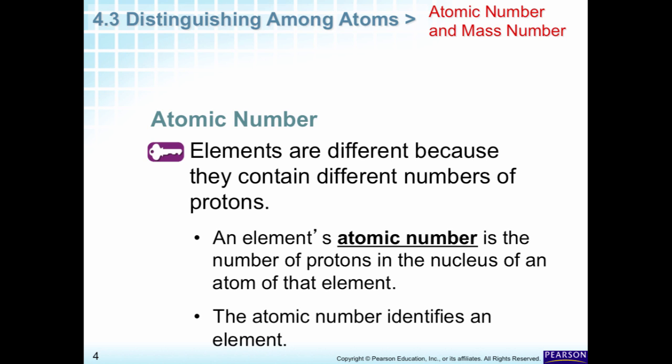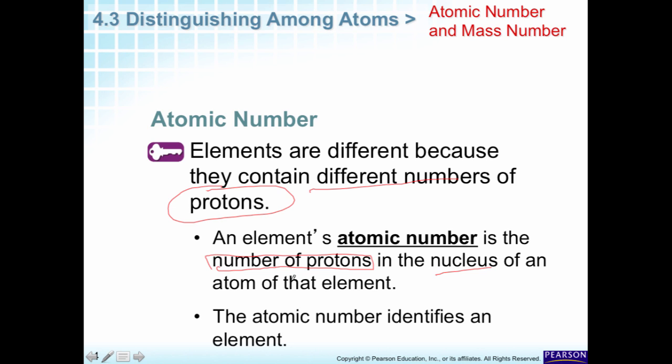So let's talk about atomic number first. Elements are different because they contain different numbers of protons. So let's take a look at this. Protons are what determines what element we have. So an element's atomic number is the number of protons in the nucleus of an atom. Okay? Now, that is a definition of atomic number.